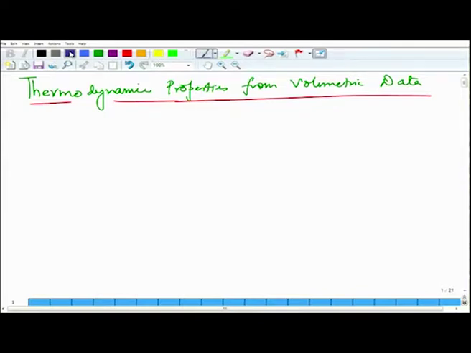What is accessible to us in experimental data is basically in the form of properties such as temperature, volume, pressure and heat, that is, heat capacities. So these are the data which we can measure.